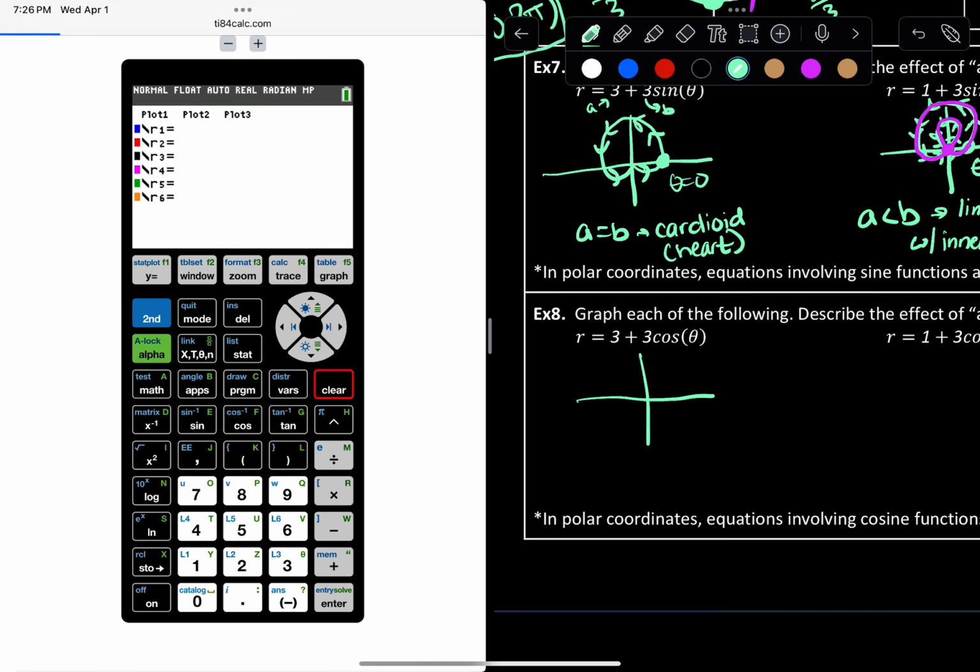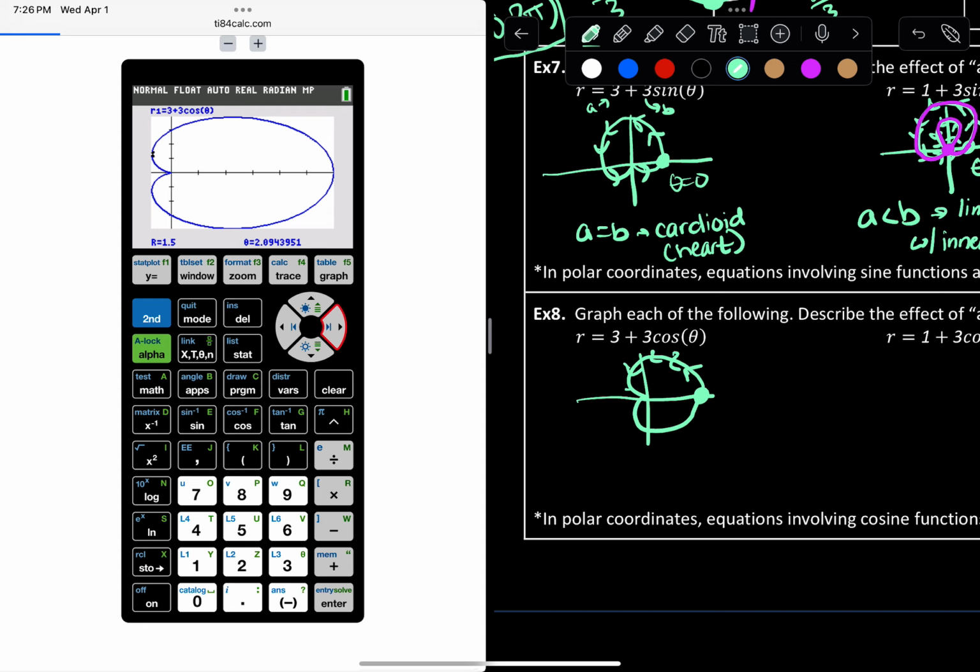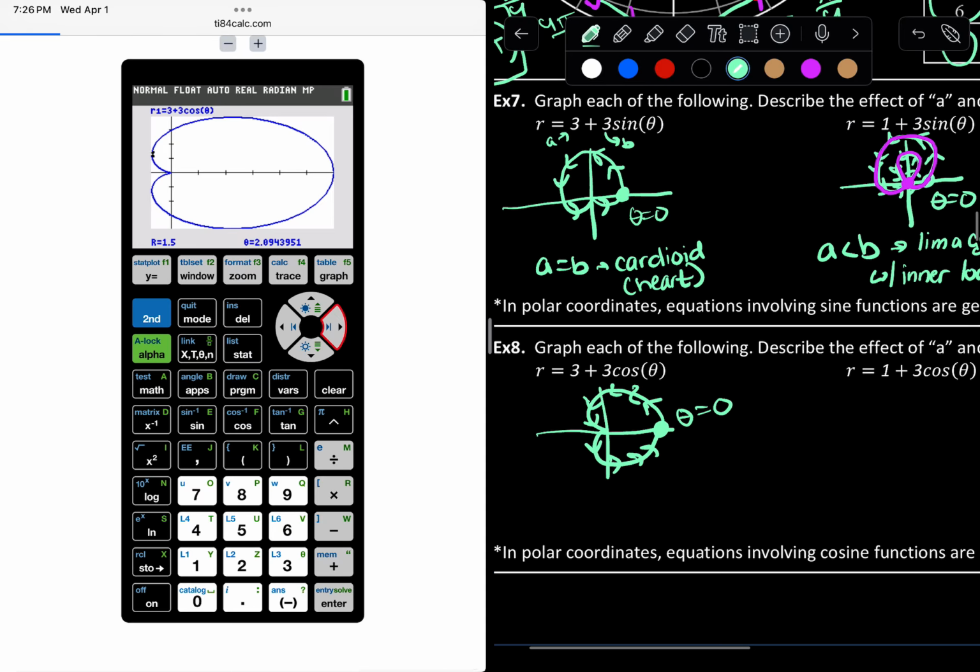So if we type it in, I have 3 plus 3 cosine theta, graph it, zoom 0, hit trace. We are starting on the polar axis, and then the orientation is going to be counterclockwise again. So I come around, and then I bounce, and I come back to here. So it looks just like the sine one, but now instead of having vertical symmetry, this has horizontal symmetry. And this is another cardioid.